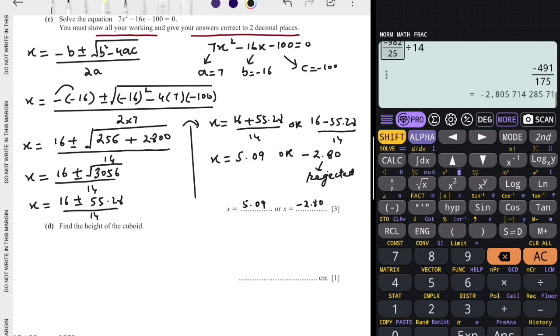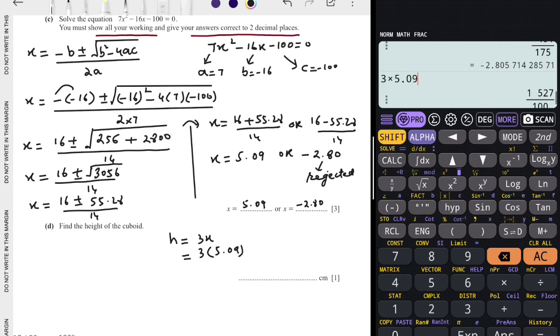So find the height of the cuboid. The height of the cuboid was 3x. So we'll substitute this value in place of x, that is 5.09, and we will multiply 3 times 5.09. So it would be 15.27 would be the answer.